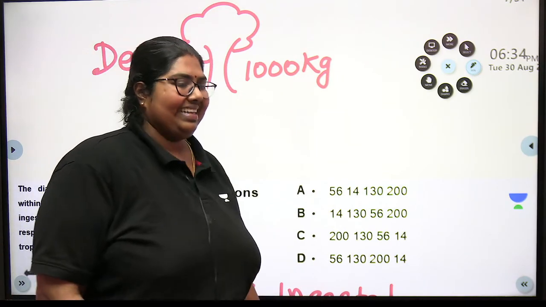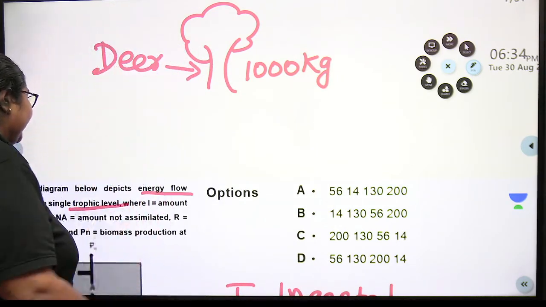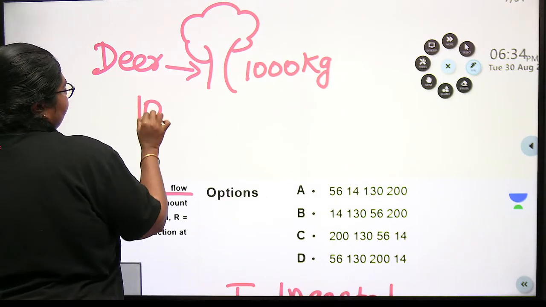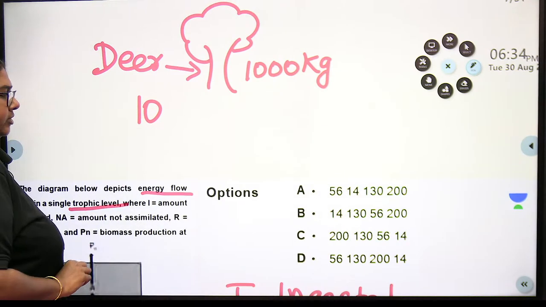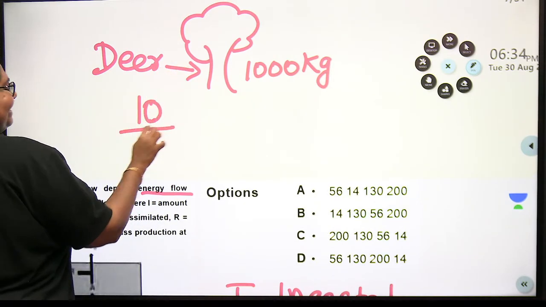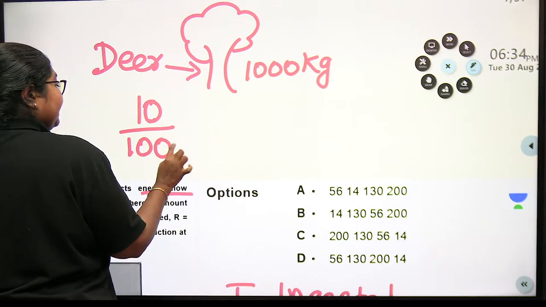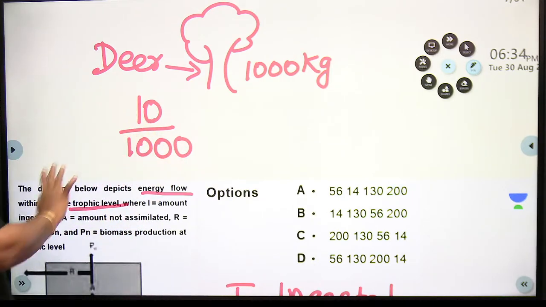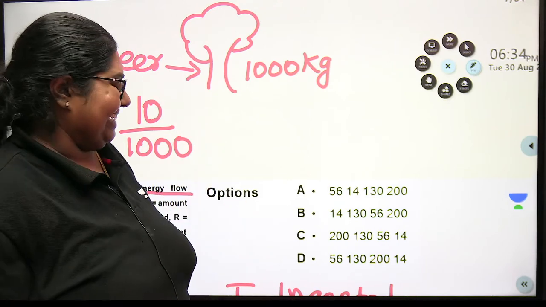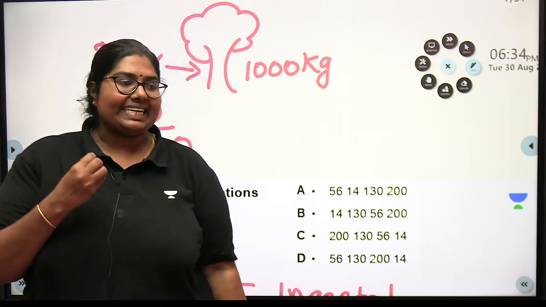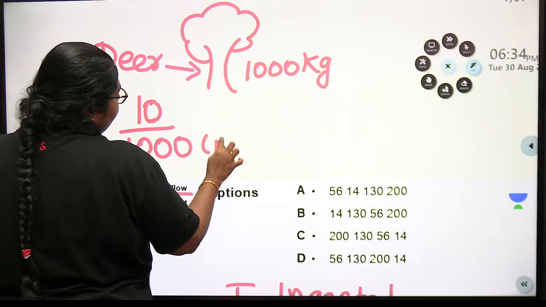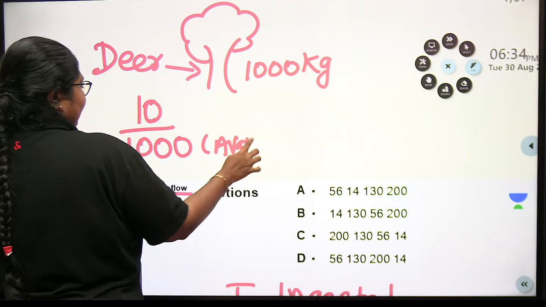No, isn't it? So what will the deer eat? It will eat a maximum of 10 kg, or we'll take 100 kg. 10 is better, I guess, right? Yes. So 10 out of 1000, it is only being utilized. So it is eating only 10 kg out of the available 1000.